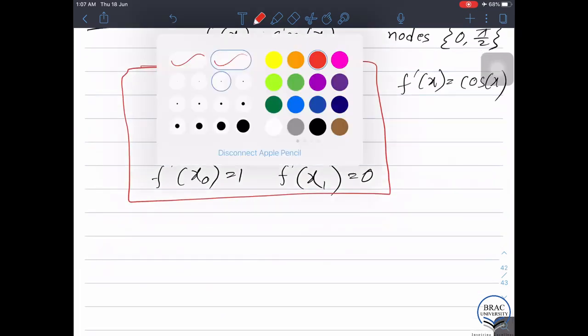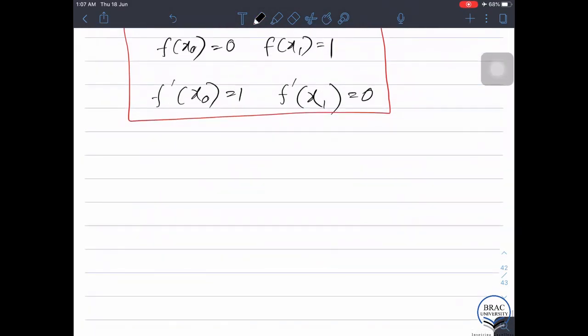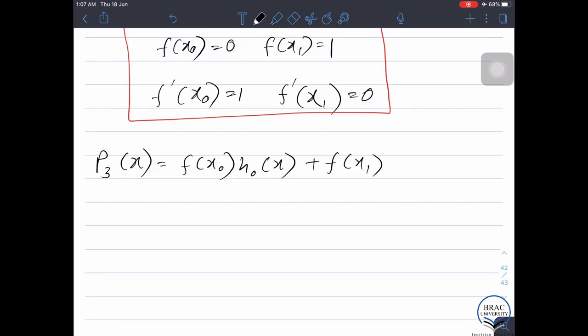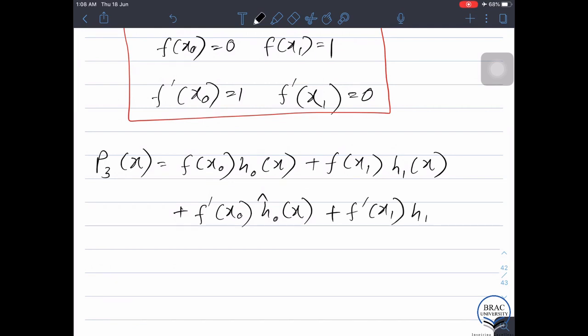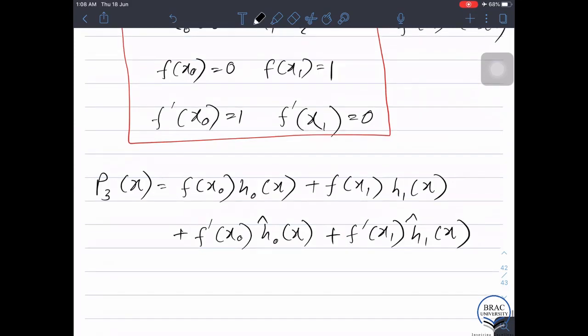All right, so how will my polynomial look? So my polynomial p twice n plus 1 will be p3, as we have calculated. p3 of x will be f of x0 h0 of x plus f of x1 h1 of x, so I have to first match the values of the function, plus f prime of x0 h0 hat of x plus f prime of x1 h1 hat of x. All right, so this is the most general form when I have two nodes, when I'm doing Hermite interpolation.